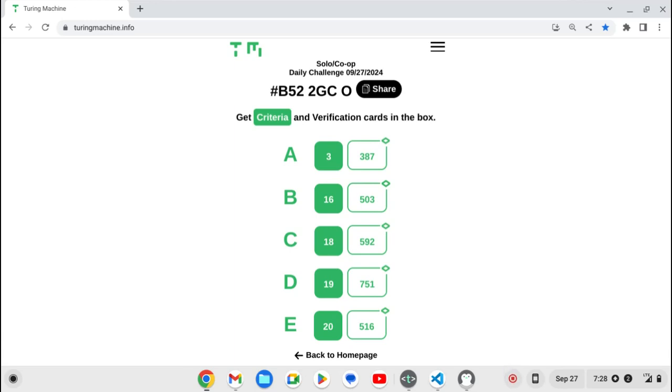Let's begin. Today's September 27th, 2024, and we're solving the Daily Turing Machine Puzzle. Today's puzzle uses the following 5 criteria cards: criteria card 3, 16, 18, 19, and 20. And the puzzle uses the green verification cards. The code above is your way to get more information on today's puzzle by searching the code on turingmachine.info. Let's go solve.